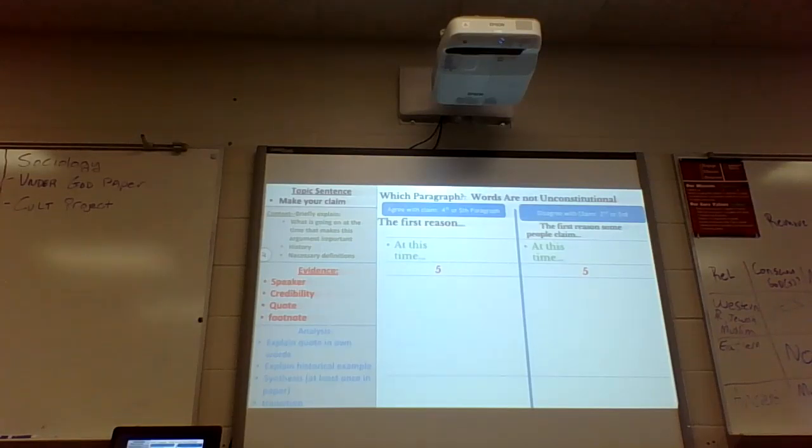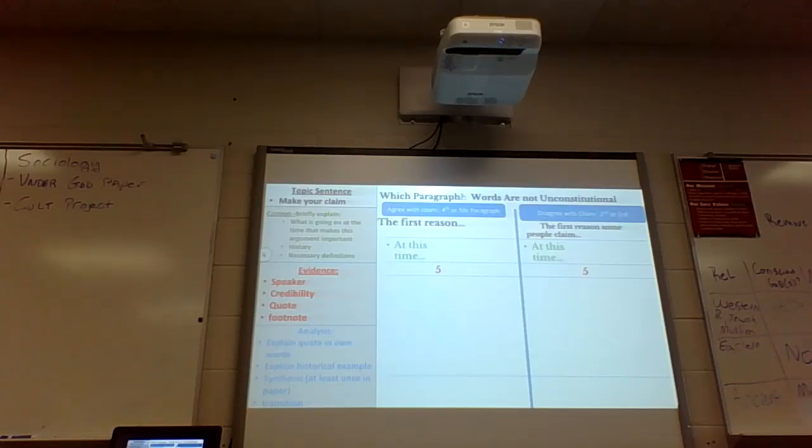This is the other side. The previous paragraph argued that the words should be removed, which you disagree with. Now we're writing the paragraph arguing they should not be removed. So it's actually not the second, it's actually the first. The first reason the words should not be removed.